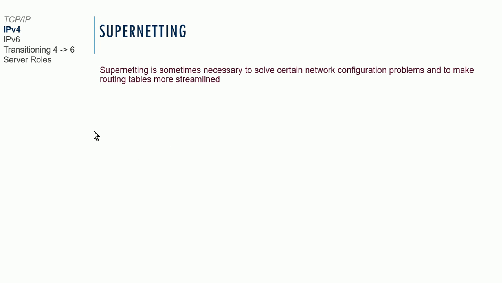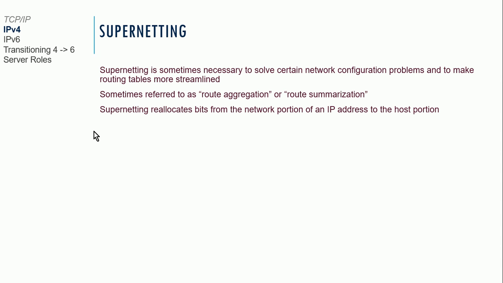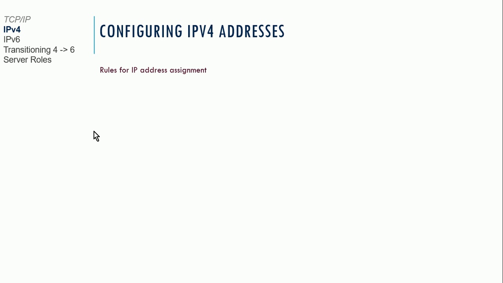Now, supernetting is sort of the opposite of subnetting. With supernetting, instead of subdividing a network or an IP address into smaller networks, you're taking a bunch of smaller network addresses and combining them into one huge network. So you can go the other way as well. This is not as common. Another name for this is route aggregation or route summarization. But basically it allows you to take many small networks and combine them into one large network address. So that's basically what a supernet is.